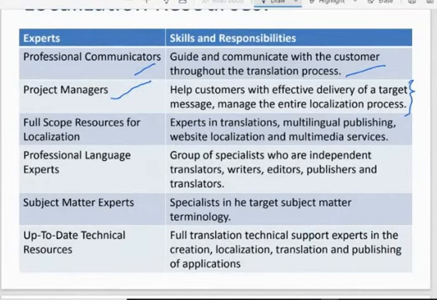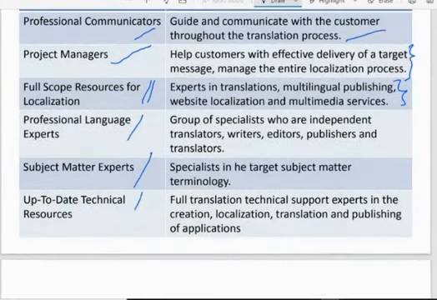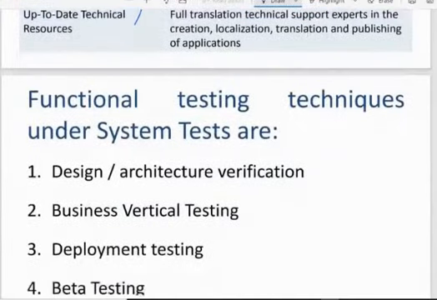Then we have full scope resources for localization, where experts in translation, multilingual publishing, website localization and multimedia services will be the major responsibilities. Then we have professional language experts, we have subject matter experts, we have up-to-date technical resources for various roles and responsibilities.